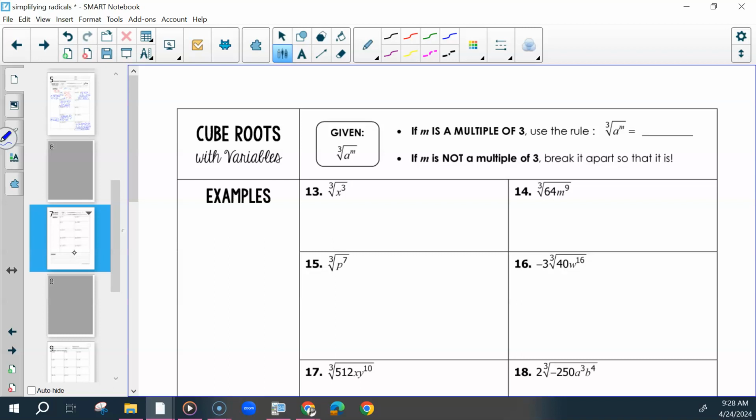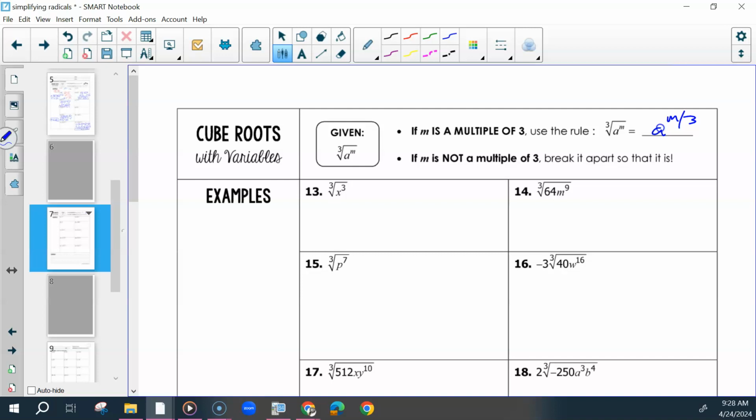I'm going to re-show the rules on two of these. So if you want to use the rule here, if m is a multiple of 3, we're going to use a to the m over 3. If it's not a multiple, you have to find the closest number that is and then break it apart. Or you could use the second rule, look at the index and see how many times 3 goes into that exponent, or you could expand it.